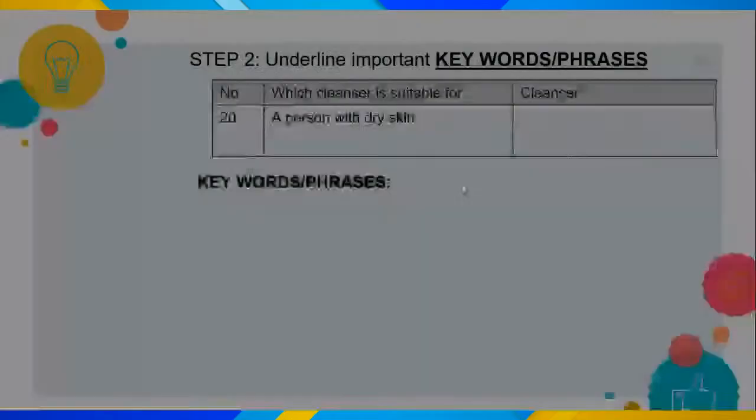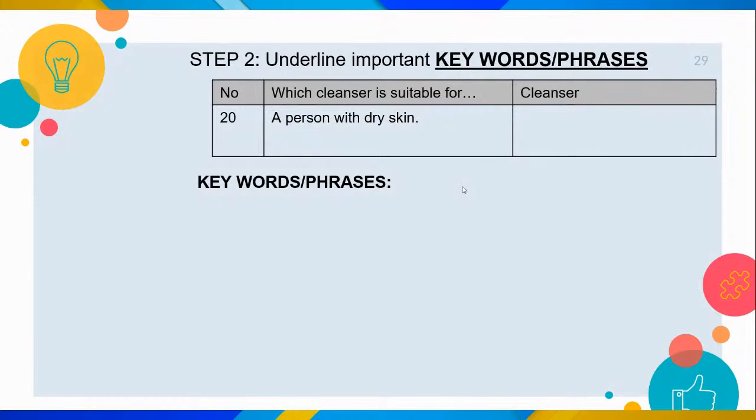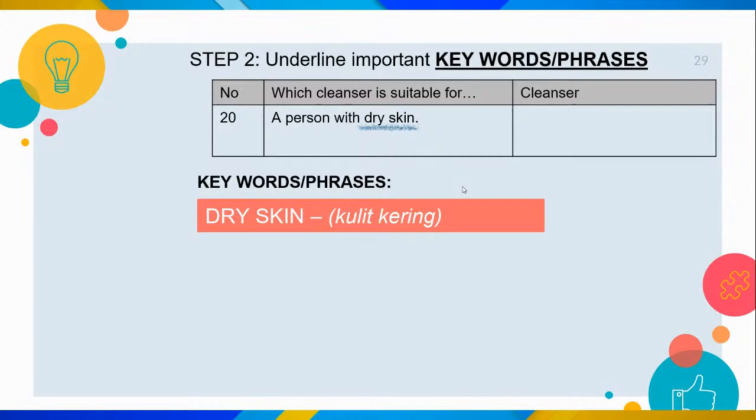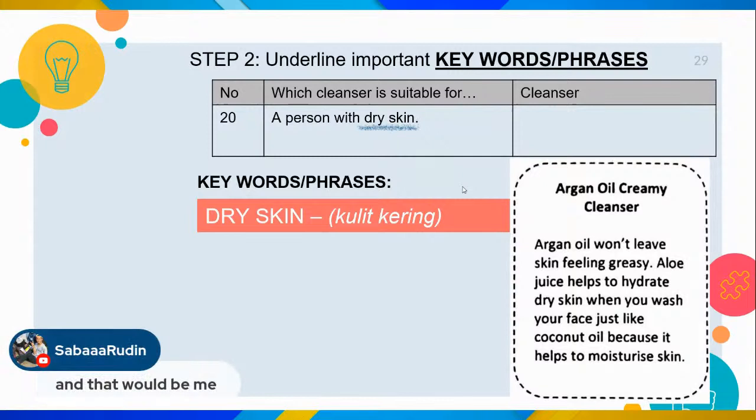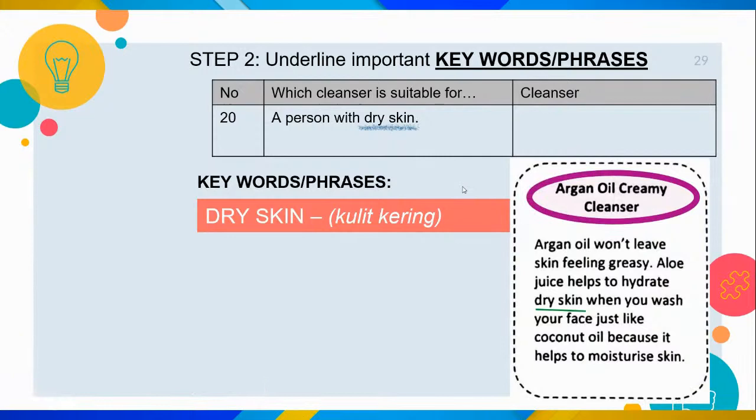Right, and the last one. A person with dry skin. I think this one is a bit easy. What does dry skin mean? Kulit kering. Can you find in the text that's talking about dry skin? Which cleanser is supposed to help dry skin? Mana pencuci muka yang untuk kulit kering? Can you find it? Dry skin. Very good, Sabah. Argan oil creamy cleanser. Jones as well, Jones Moses. Good. Such good eye. I'm sure your teacher will be so proud of you.